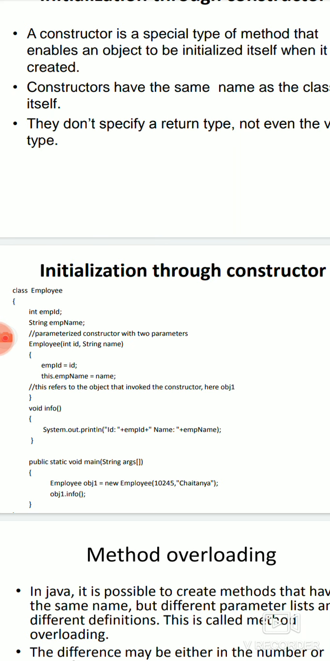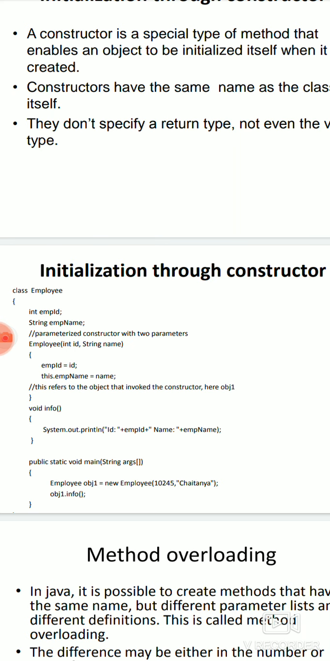What are the two parameters or arguments? That is int id and string name, given inside the brackets. Why do we say it is a constructor? It has the same name as the class. Here the class name is employee, so again Employee(int id, string name). So this is a constructor. A constructor is a special type of method that has the same name as the class name.